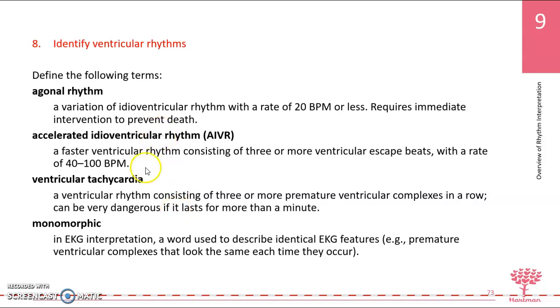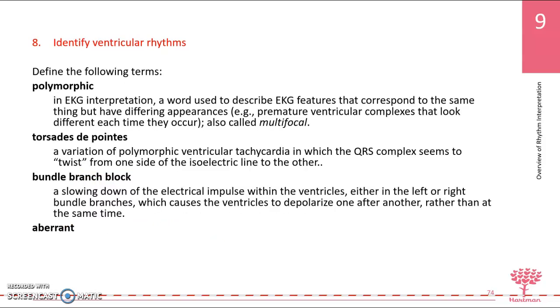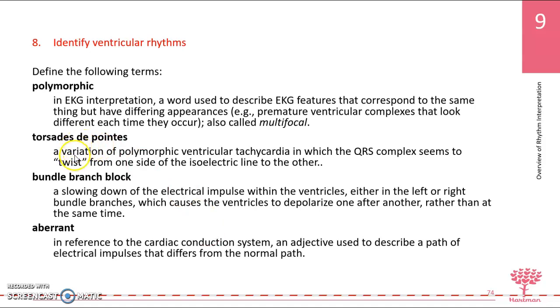And then these are similar to the junctional. Accelerated is faster than normal. Ventricular tachycardia is over 100 beats. Then polymorphic torsades de pointes is a variation of polymorphic ventricular tachycardia, and the QRS complex seems kind of twisted from one side of the electrical line to the other. I'll show you what that looks like in a second. It's basically a bunch of squiggles.